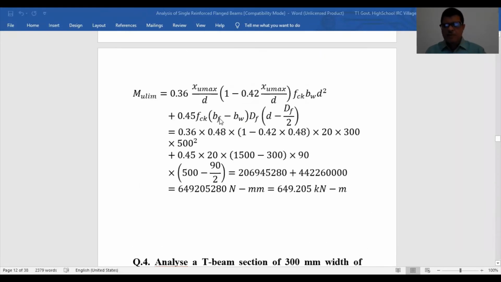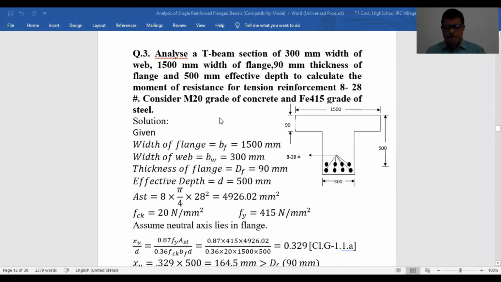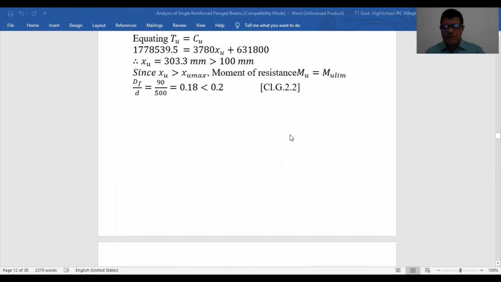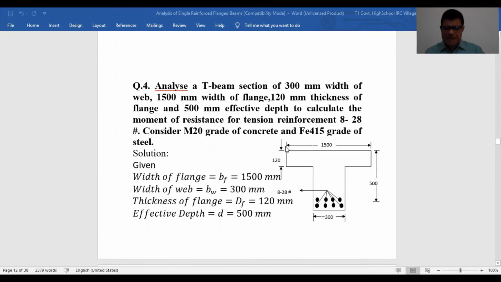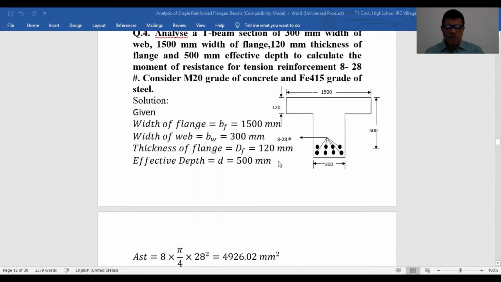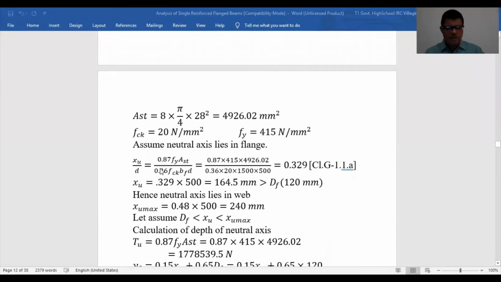So in the earlier problem it was 90. Now it has been converted to 120. So everything remains the same. Only the flange thickness has been increased to 120. So you go on doing the same problem. Find out your value of xu by d, and then you find xu.